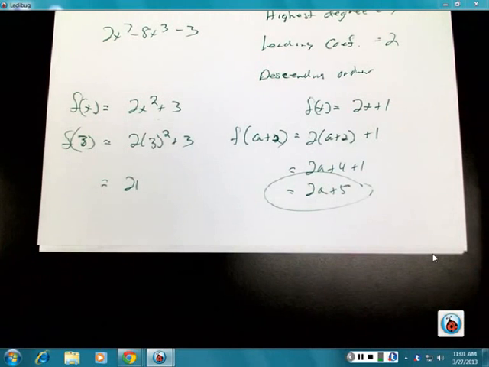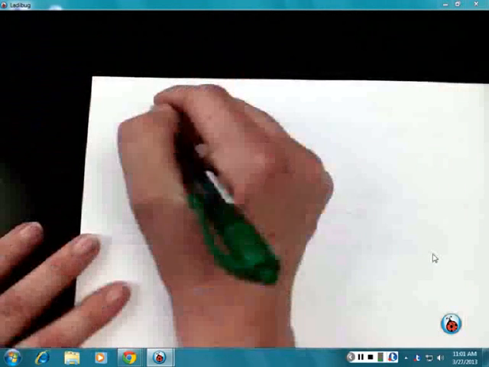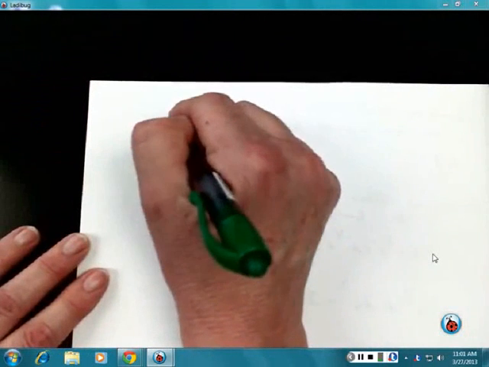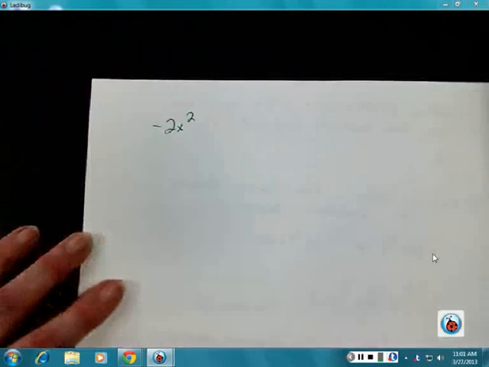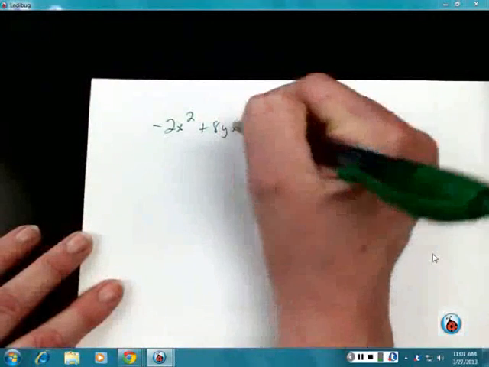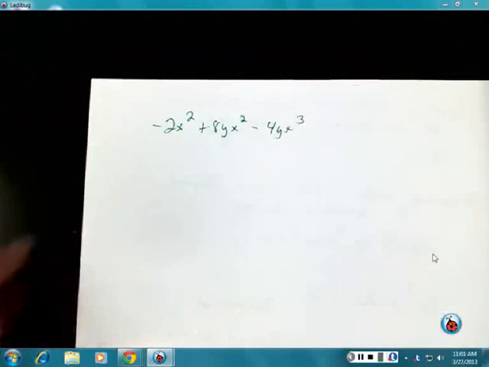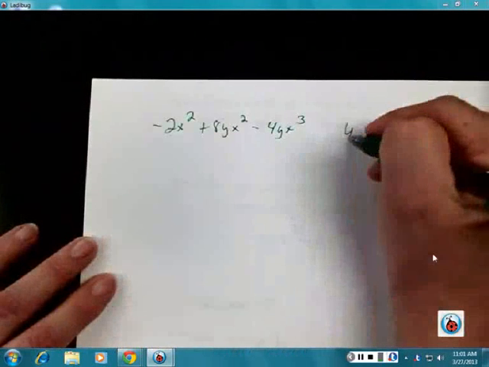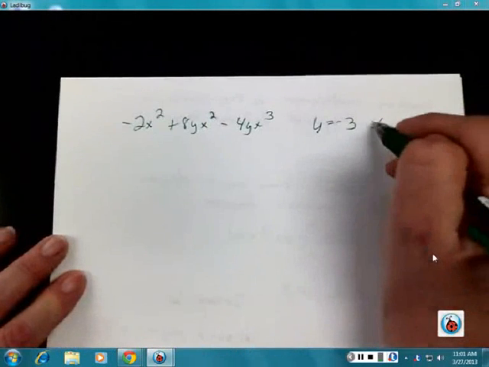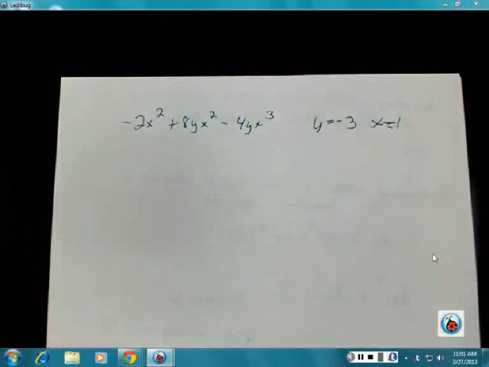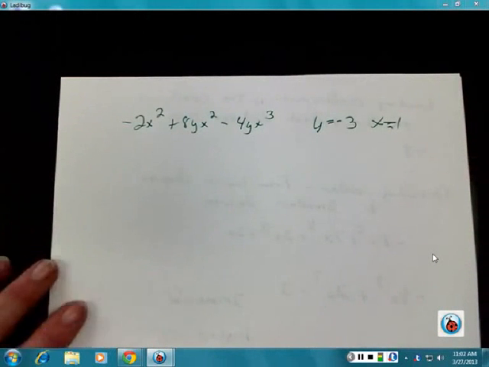Not bad? Marcel, yes, can you do a problem? Sure. Where are we heading back to? I'm really not confused, because you've got to add numbers. Polynomials. Okay, what do we got? Alright, the starting problem is negative 2x squared plus 8yx squared minus 4yx cubed, and you have to replace the variables: y equals negative 3 and x equals 1. Okay, I can get it broken down, but solving it is becoming an issue.